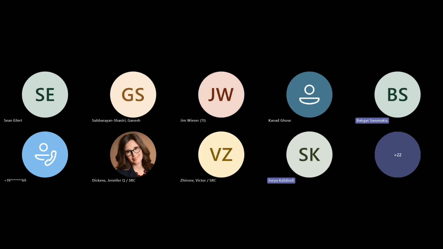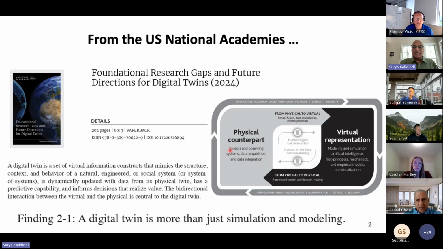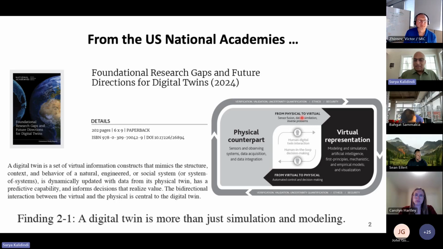In the picture that they provide, if you look at the virtual representation side, you'll see that they have modeling and simulation as one of the main components. It's right at the top, but it has all these other things. It has artificial intelligence, first principle predictions, empirical models, and so on and so forth. So there's a whole lot of other things that are supposed to go in that then make it a digital twin.